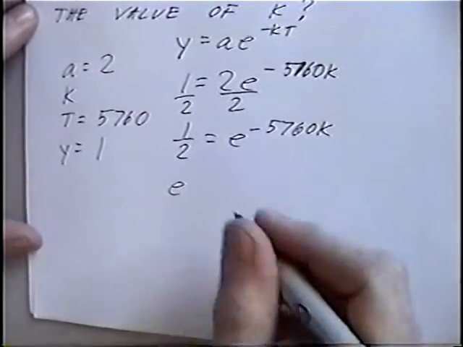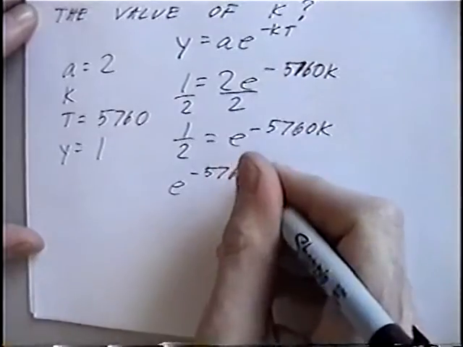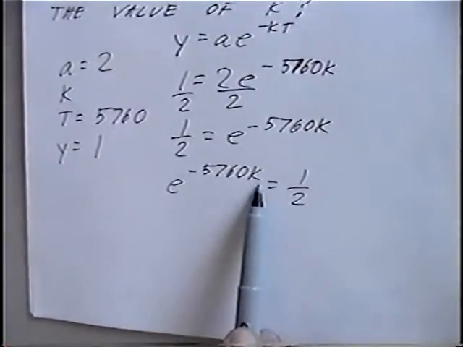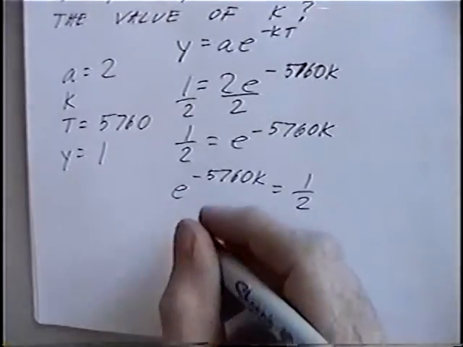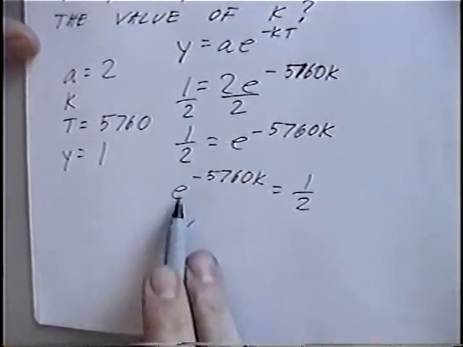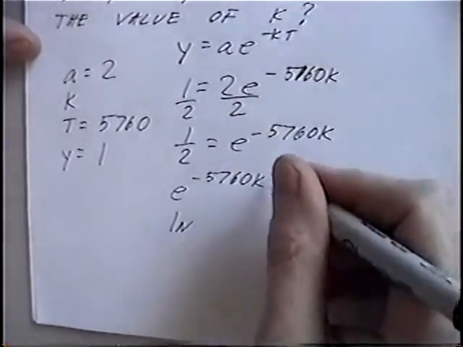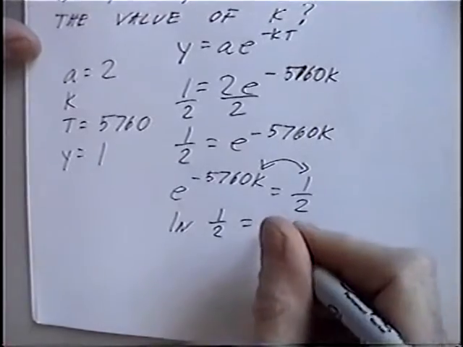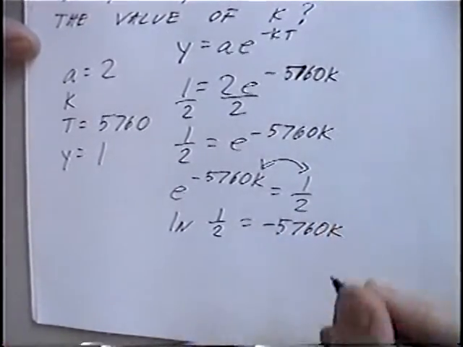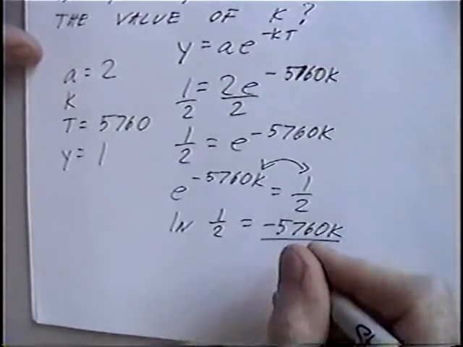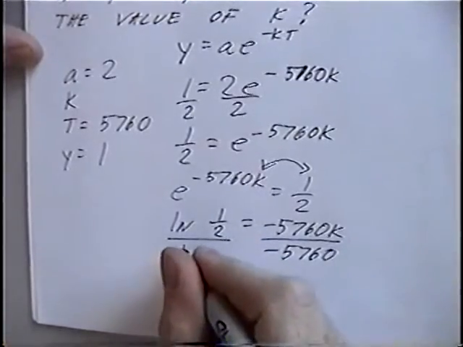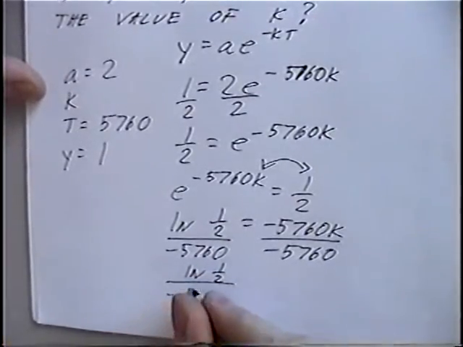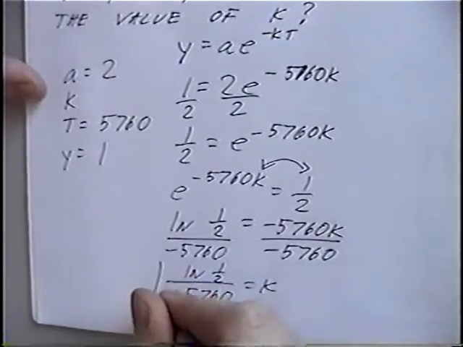Same steps as before. I'll rewrite this equation with e on the left hand side. e to the negative 5,760k equals 1/2. And again, with a variable in the exponent, we can use logs. In this case, whenever we have e, we want to use natural log, ln. The ln again would be the base, e. We can leave that off or write it there. And just like before, the other two numbers would switch sides. This would become the natural log of 1/2 equals negative 5,760k. To solve for k, we can divide. And our final answer, natural log of 1/2 divided by negative 5,760 is what k is equal to.